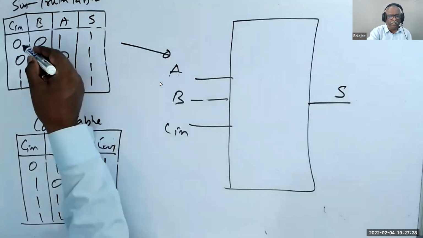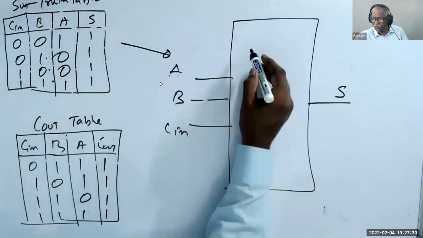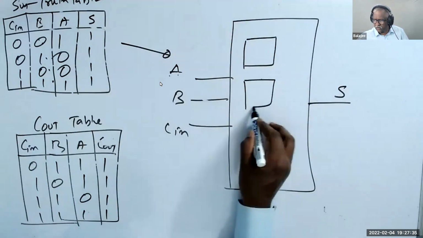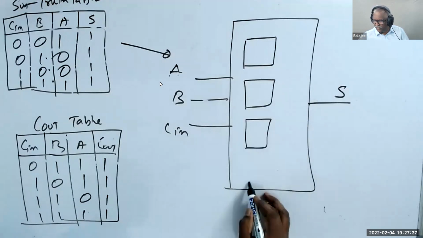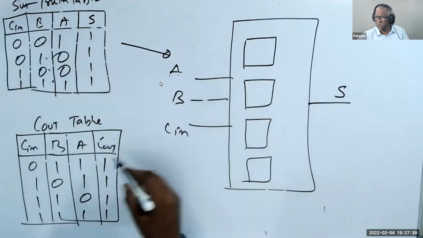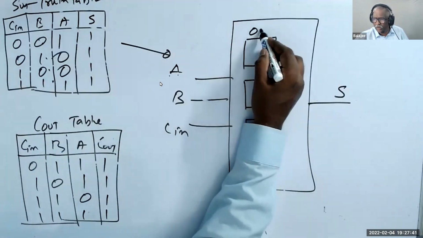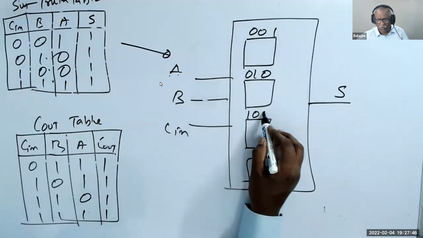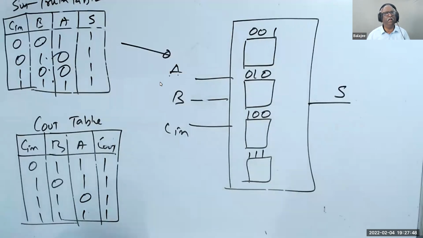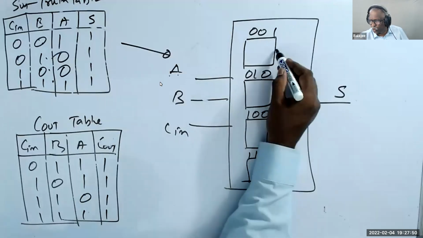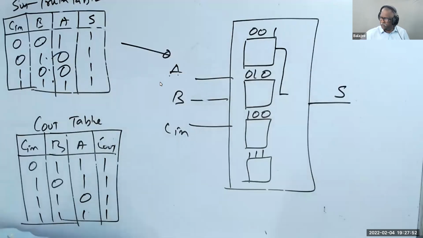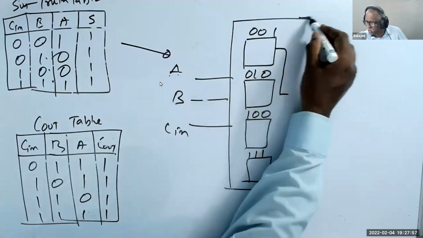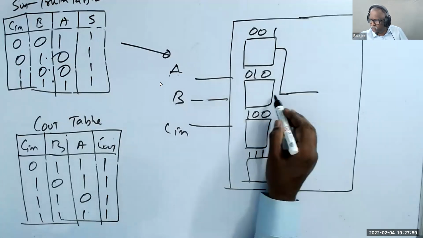Now how many combinations are there? 1, 2, 3, 4. Since we have 4 combinations, I make 4 blocks. And we write them like this: 0, 0, 1, 0, 1, 0, 1, 0, 0, 1, 1, 1. Am I right? Done. Now you take this output. Let me draw it bigger. We take this output.